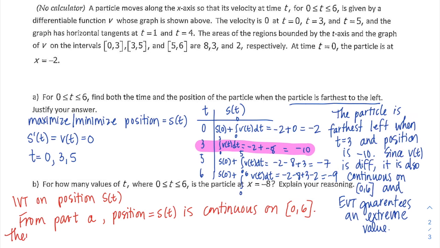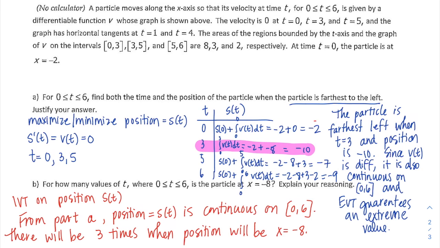There will be 3 times when position will be x equals negative 8. The reason for that, where are these 3 times coming from? When I look at this chart, notice that between the time of 0 and 3, the position values are at negative 2 and negative 10. So if my position function is continuous, then my position must have been negative 8 at some point in there. So that's one time.